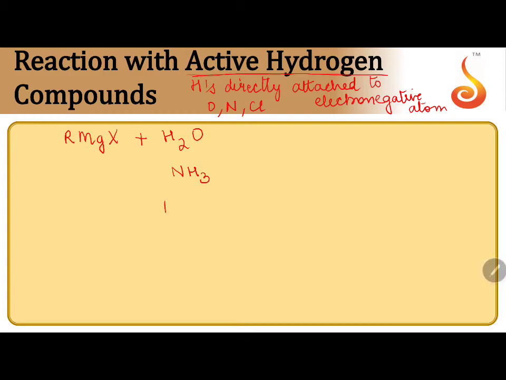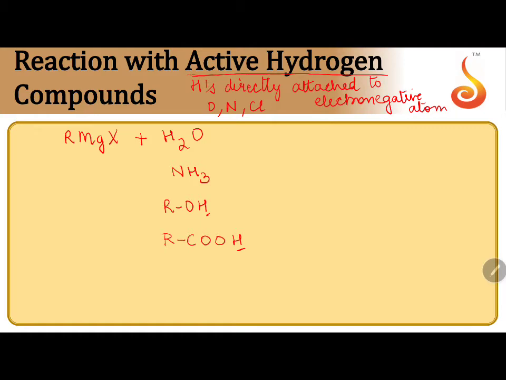What about alcohol? Alcohol also has hydrogen attached to electronegative oxygen. Similarly, we have carboxylic acid. Carboxylic acid also has this hydrogen directly attached to electronegative oxygen.